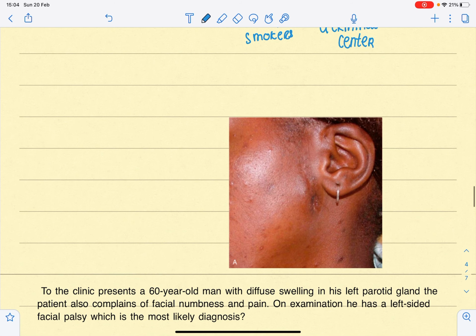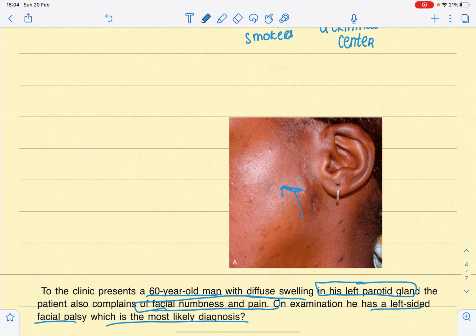Next case. To the clinic presents a 60-year-old man with diffuse swelling on his left parotid gland. And the patient also complains of facial numbness and pain. He has a left-sided facial palsy. What is the most likely diagnosis?